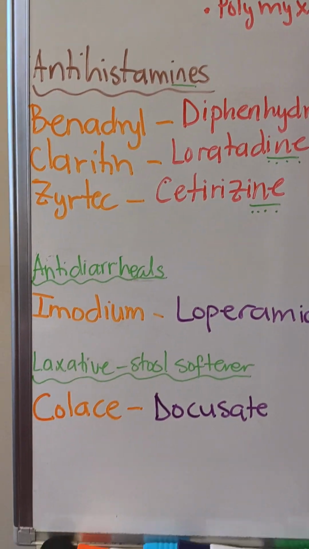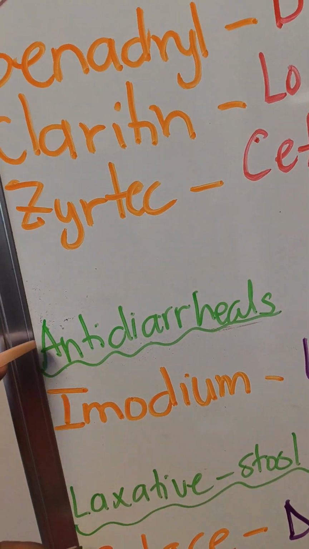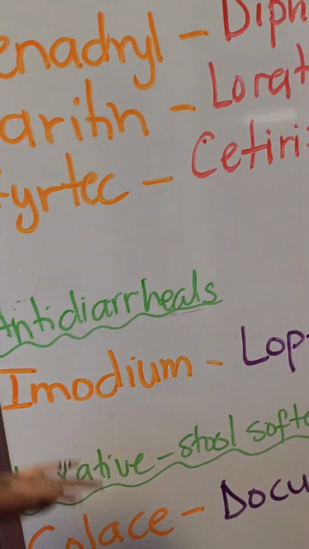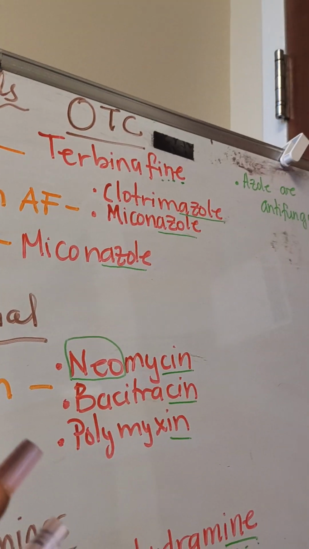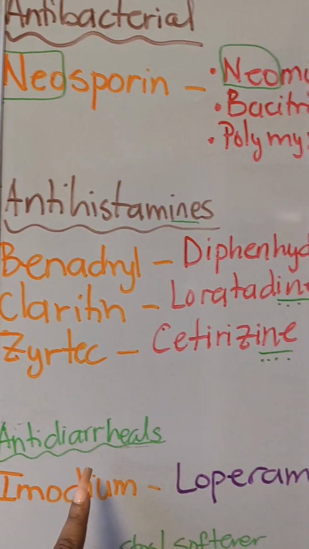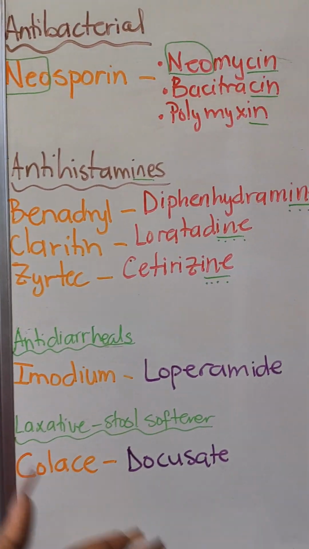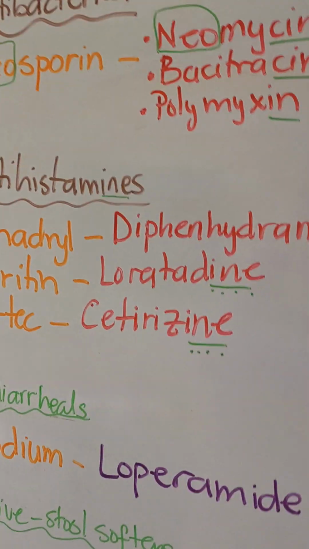Next, we have two more medications. They each have their own subcategories. However, I wrote their subcategories in green because both of these are over-the-counter medications that you would take for a stomach problem. Antidiarrheal, that's for your stomach. The brand name here is Imodium, and then the generic name is loperamide.